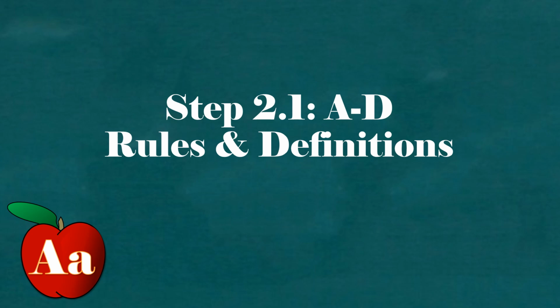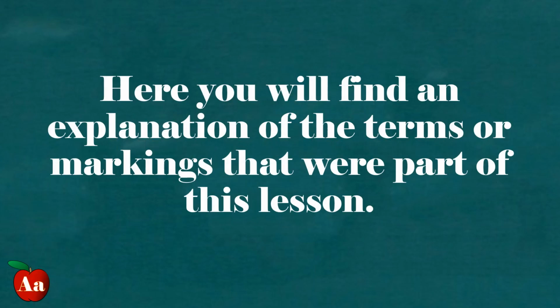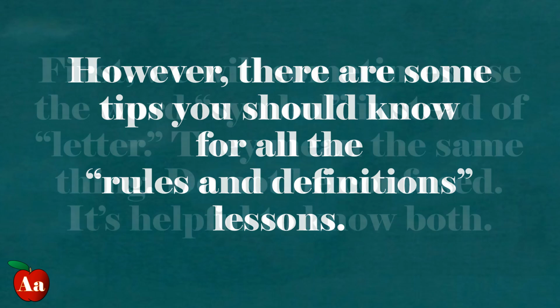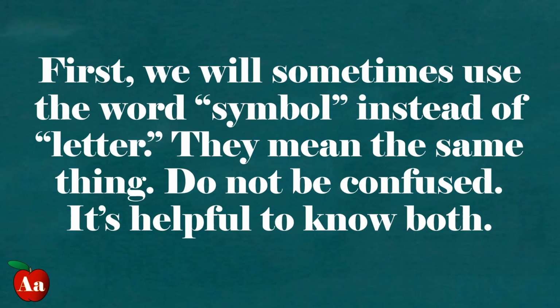Here are some rules and definitions to help you learn to read. Here you will find an explanation of the terms or markings that were part of this lesson. However, there are some tips you should know for all the rules and definitions lessons. First, we will sometimes use the word symbol instead of letter. They mean the same thing. Do not be confused. It's helpful to know both.